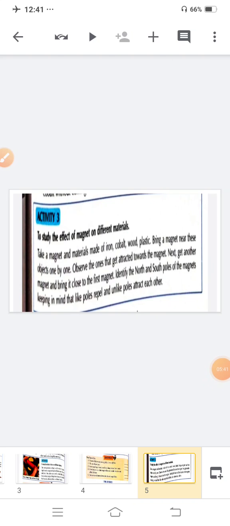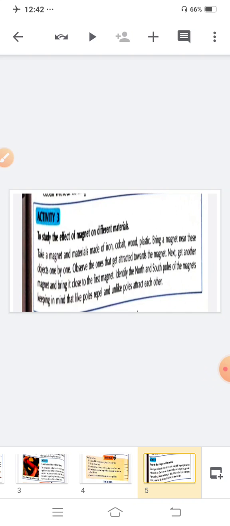Now, the third activity is to study the effect of a magnet on different materials. What is our aim? We have to check the effect of a magnet on different materials. Take a magnet, and take materials made of iron, cobalt, wood, plastic. You have to take different materials made up of different elements.